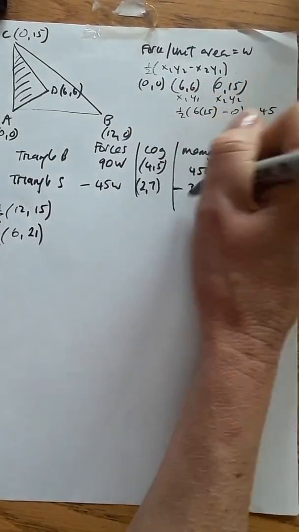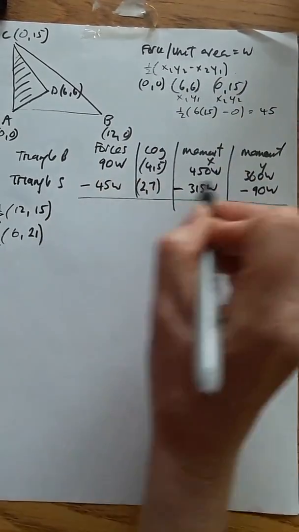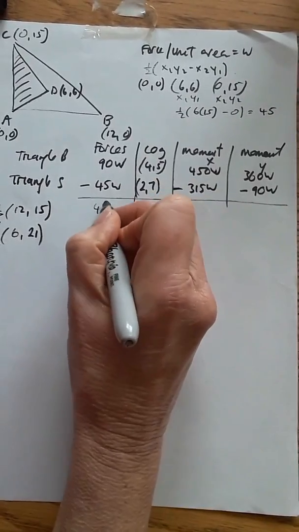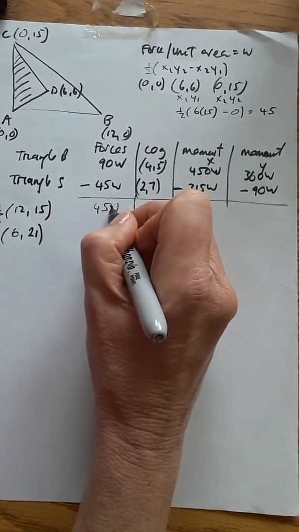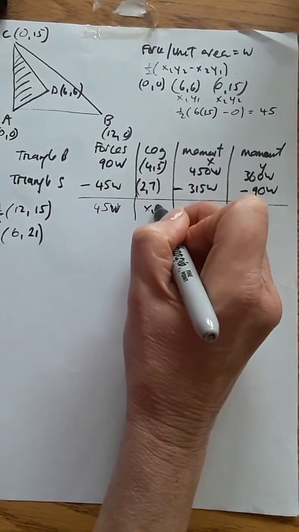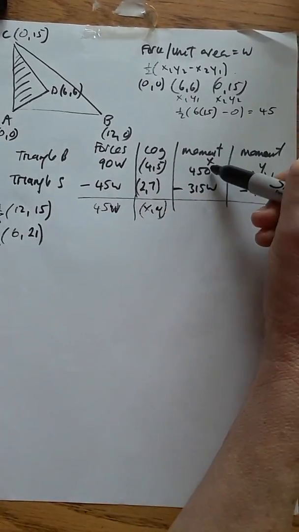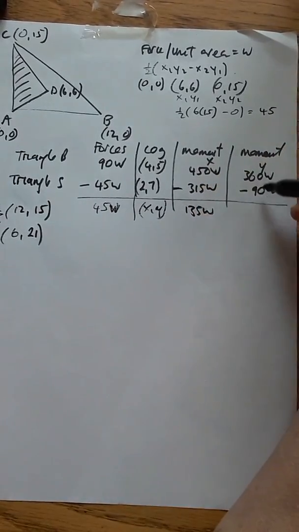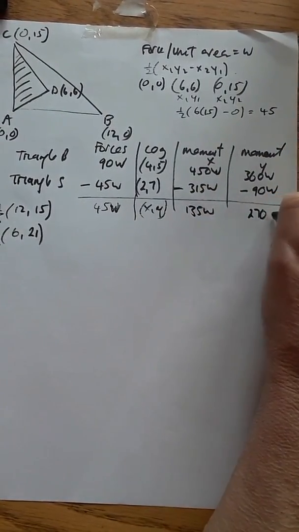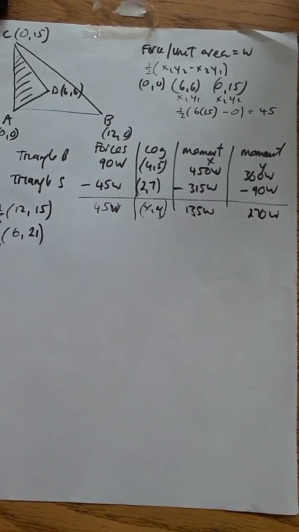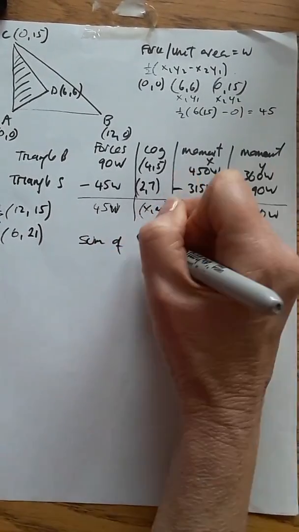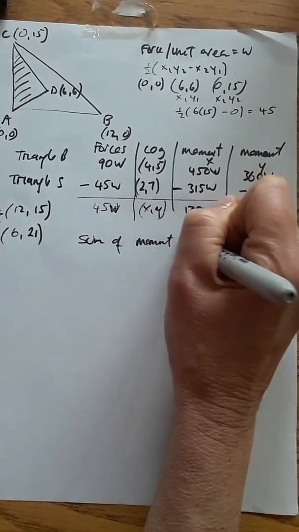Okay, so I have all my information. I'm going to use the law of moments. So the actual resultant will be 45W. I don't know where the centre of gravity is. I'll call that XY. I'm going to subtract these two figures here to give me 135W, and I'll subtract those two to give me 270W. Then I'm going to use the law of moments, which says the sum of the moments equals the moment of the sum, or the moment of the resultant.